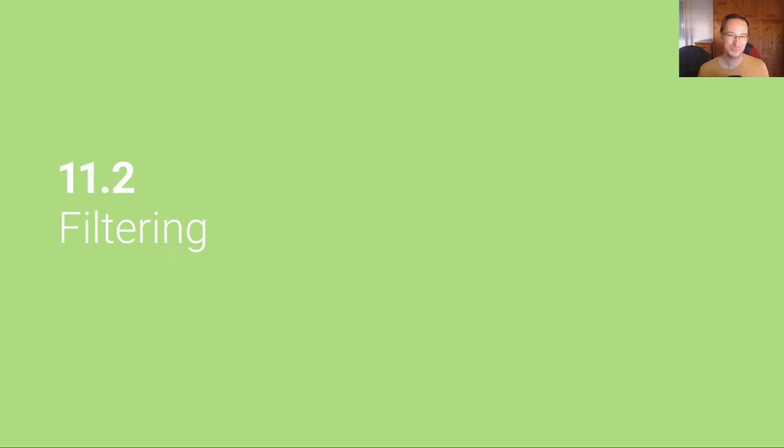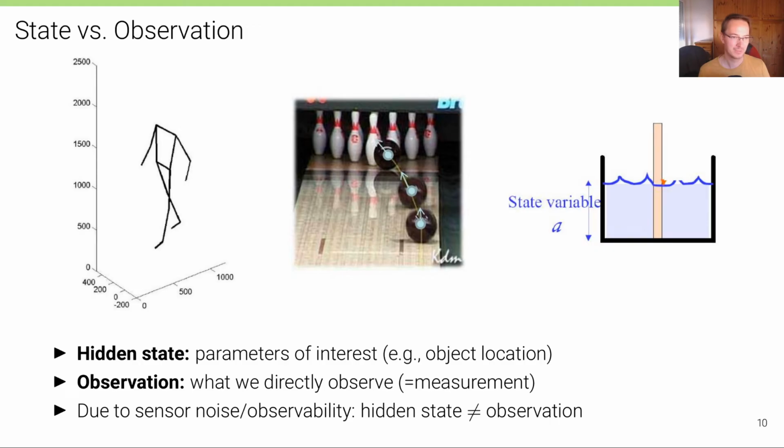Let's now move on to the filtering or state estimation problem. And let's start with a single object that we want to track before moving to multi-object tracking in Unit 3. Before we start, let's first understand better the difference between state and observation.